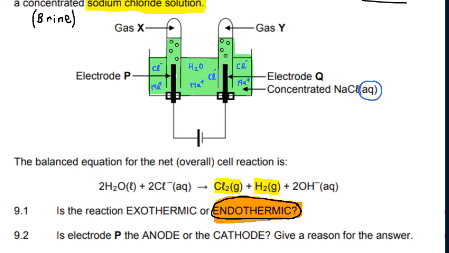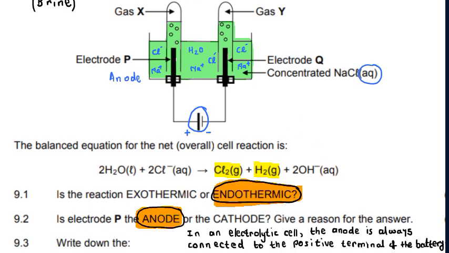Question 9.2. Is the electrode P the anode or the cathode in this experiment? Well, we're going to see that by looking at our battery. Electrode P is connected to the positive terminal of this battery, making it the anode. So our answer here is that P is the anode. It says give a reason for your answer. The reason is because this is an electrolytic cell.